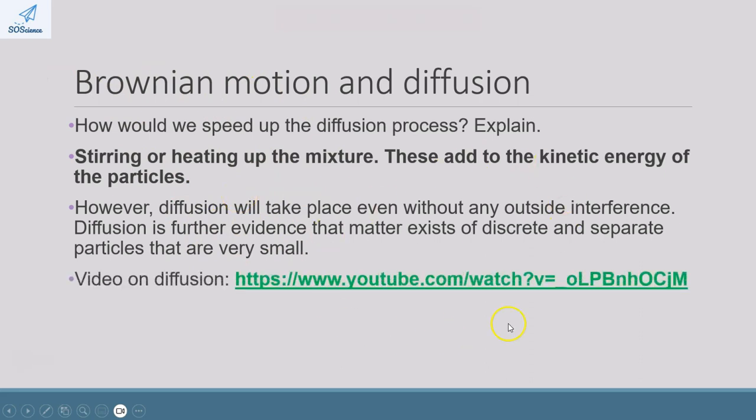And this is a really nice video that looks at diffusion through air, through vacuum. It looks at rates of diffusion of different substances. So I really recommend that you watch this video.